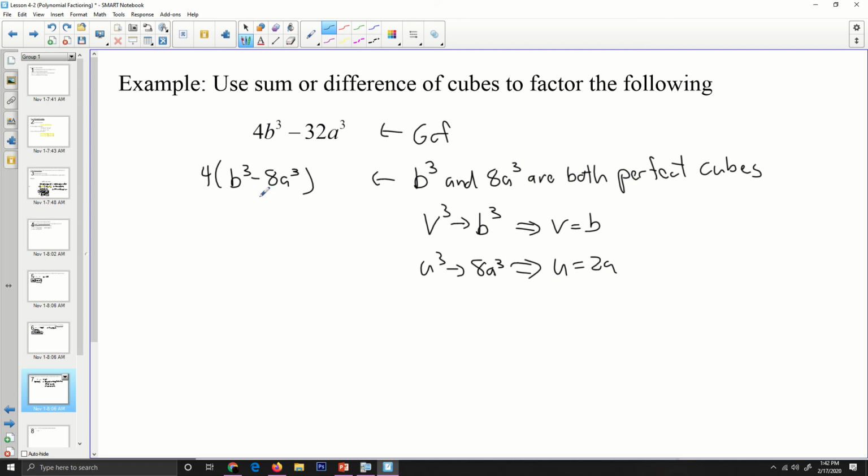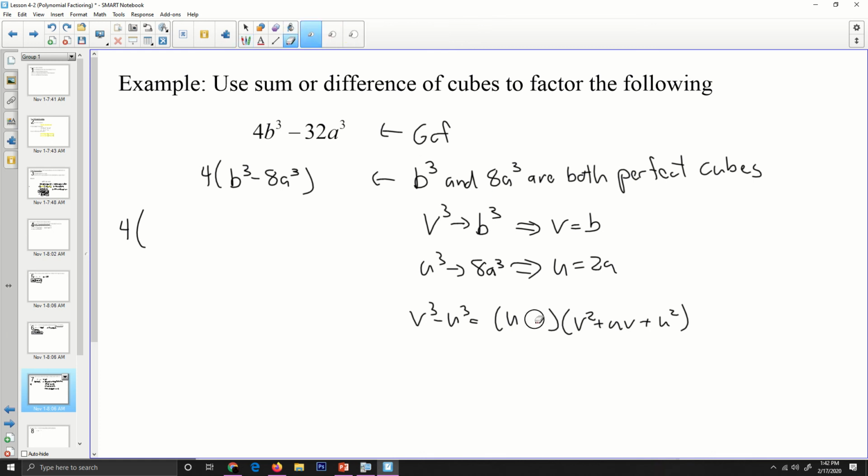So when I use that special property there, v to the third minus u to the third equals u minus v times v squared plus uv plus u squared, I can rewrite it. I still need this 4, so I'm going to write that 4 there. And then it's going to be, oh, what a mess. Sorry, I didn't mean to be confusing there.